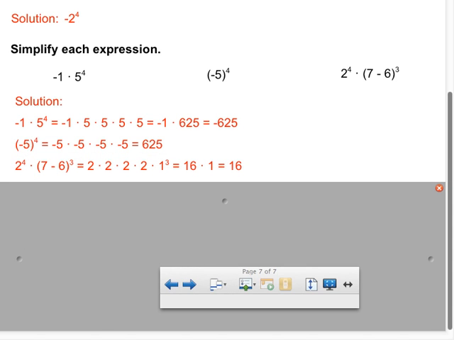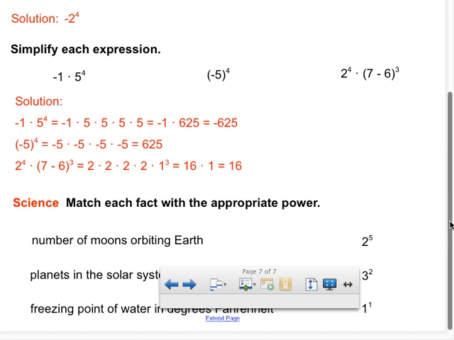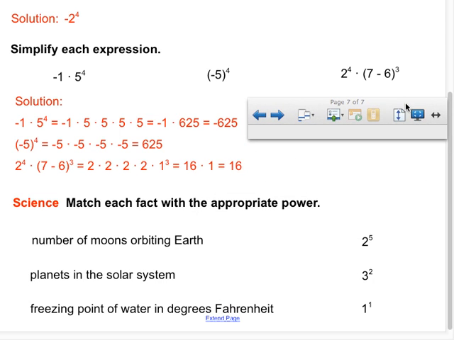I'll post the rest of this on the message board. You can probably figure this out. The number of moons orbiting the Earth is 1. Anything raised to the first power is just itself. 25 to the first power is 25. 563 to the first power is 563. So you could always put an exponent on any number.